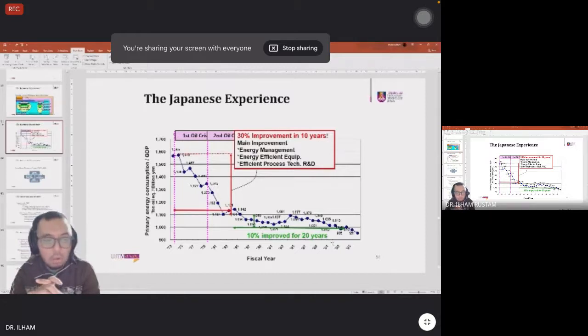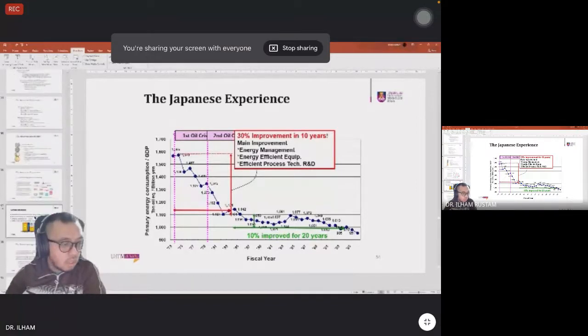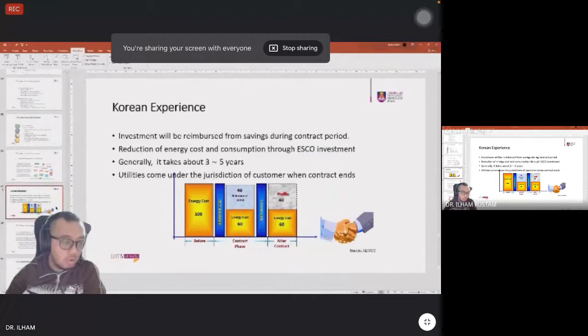So being energy efficient doesn't mean you have to be kotor. Bila bercakap pasal energy efficient ni, saya rasa ramai yang terbayangkan mesin kotor-kotor tu duk repair-repair semua, tak ada. It can be as beautiful a place as Jeju island. Trust me. Okay, so go next slide, which is then Korean experience.